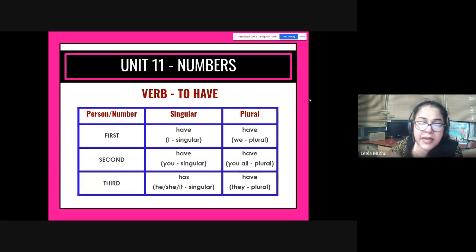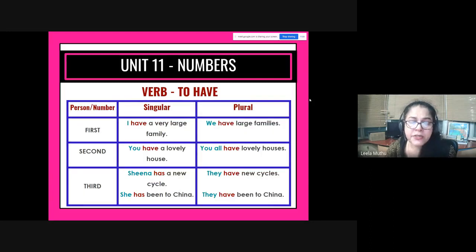Okay, so for I, the first person singular, you use have. In the second person singular, you use have. But in the third person singular, you use has. And in the first, second, and third person plural, you use have. Remember this, children, it's a rule. So I have a very large family. We have large families. So you know that in the first, second, and third person plural, we will use have only.